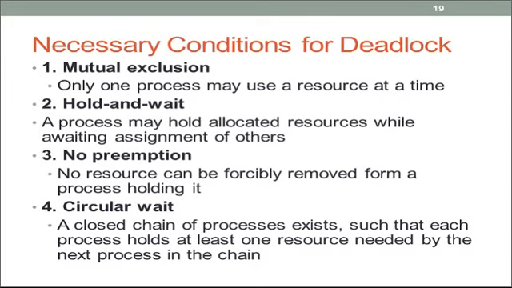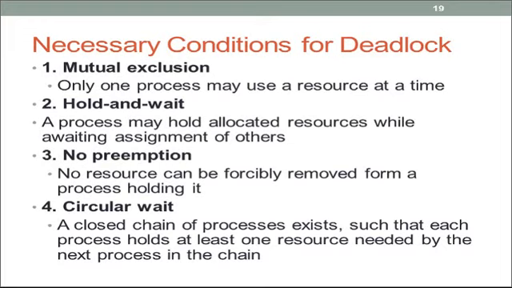Now the third important condition for deadlock is no preemption. Here no resources can be forcibly removed from a process holding them. So unless and until the process finishes with the usage of the particular resource, it does not release it. In between, it cannot release a resource unless the complete usage is done. And the fourth important condition for deadlock to occur is circular wait. In this case, a closed chain of processes exists such that each process holds at least one resource needed by the next process in the chain.